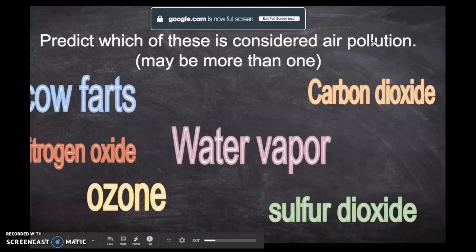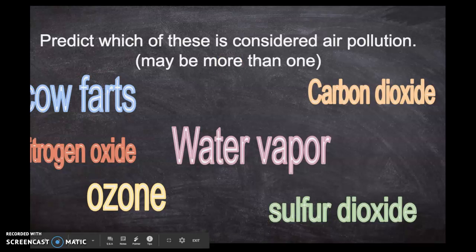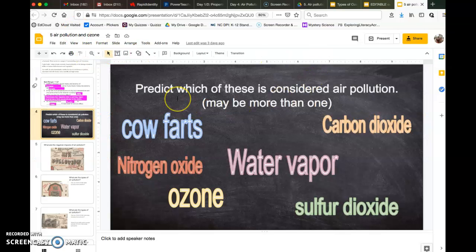So I want you to take a second and look at these different words right here. We've got a couple of different or common things that we could find in the air. I want you to kind of predict which ones of these might be considered air pollution. We've got cow farts, nitrogen oxide, water vapor, ozone, sulfur dioxide, and carbon dioxide. Which of these, and it could be more than one, are considered air pollutants?